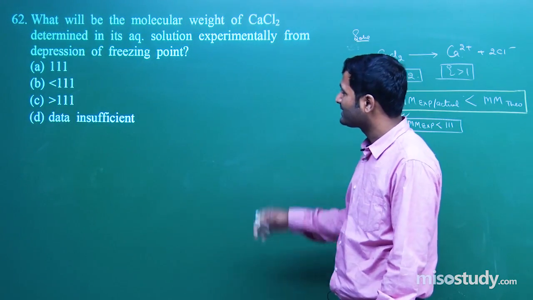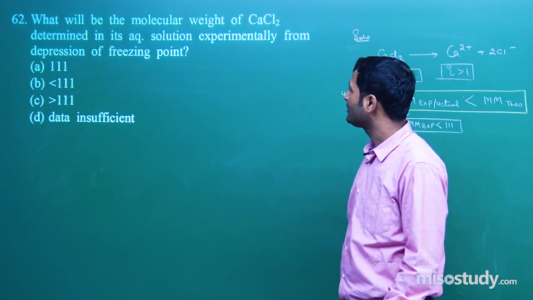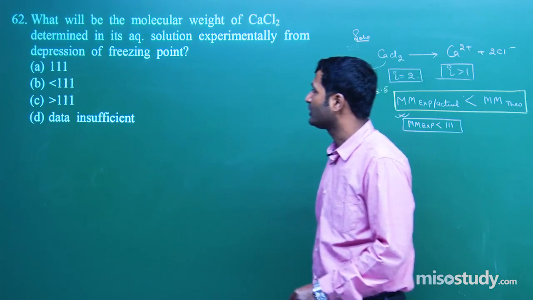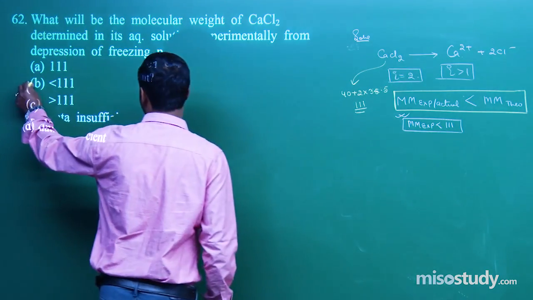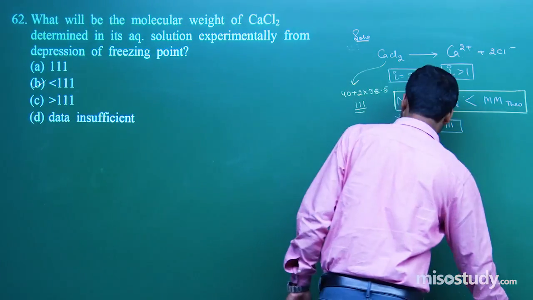So what is the answer? The molecular weight of CaCl2 determined in aqueous solution experimentally from depression of freezing point is less than 111. Clear? Yes sir.